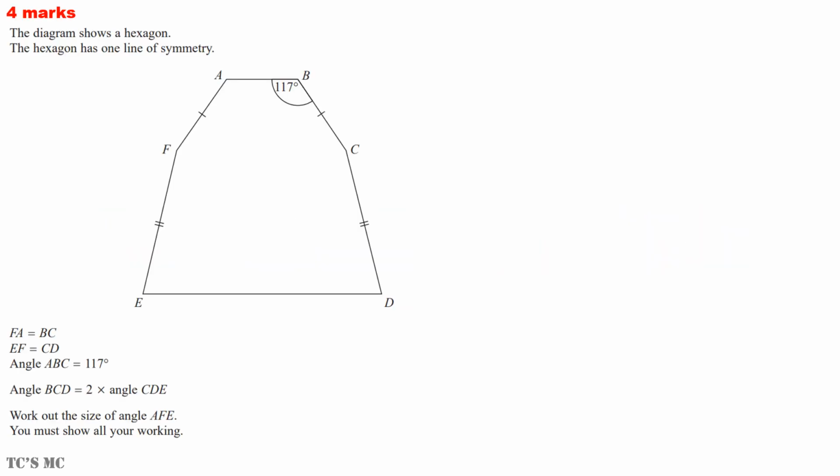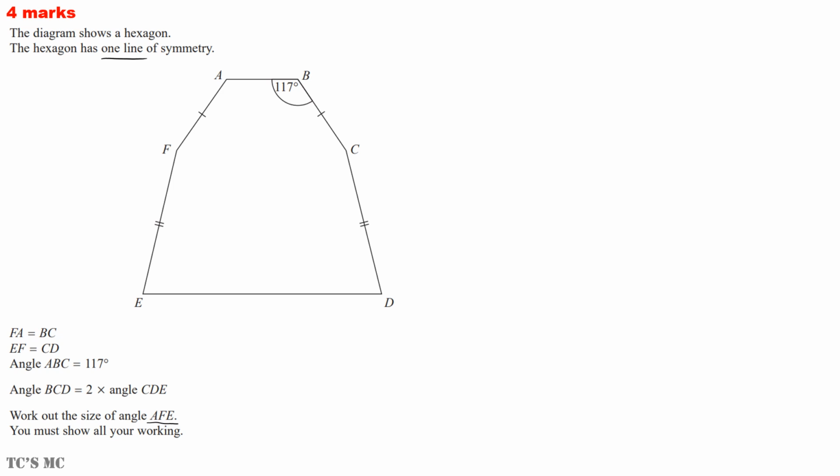The diagram shows a hexagon. The hexagon has 1 line of symmetry. Length FA is equal to length BC. Length EF is equal to length CD. Angle ABC is equal to 117 degrees. Angle BCD is twice the angle of CDE. Work out the size of angle AFE. You must show all your working.